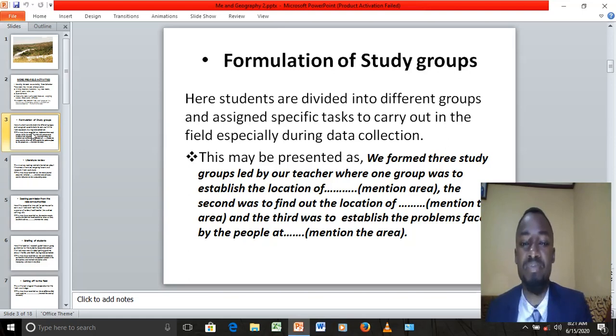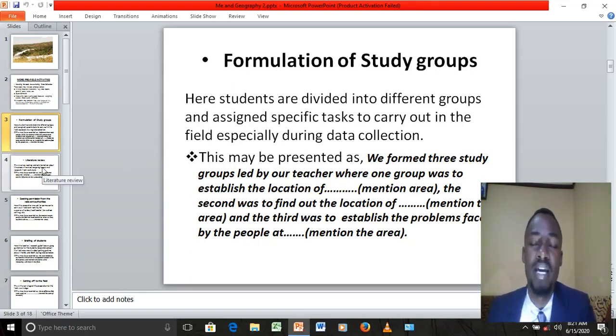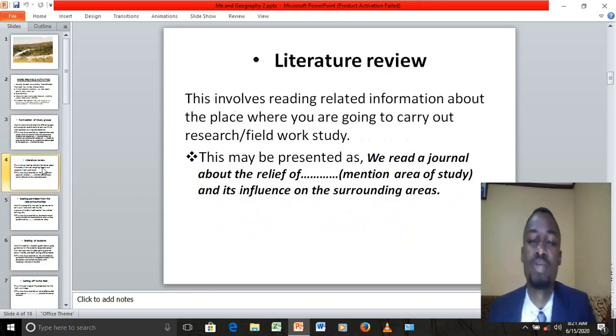For example, you may note it as: we formulated study groups led by our teacher, whereby maybe one group was supposed to find out the location of the area, and the other was to find out perhaps the future plans, whatever you have set out to achieve in the field. When information is collected in groups, it helps a lot in covering a larger area than all groups moving at the same time. So this group is responsible for a particular activity, the other is responsible for another, as well as so many other groups.